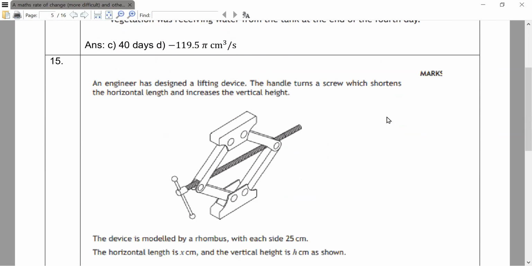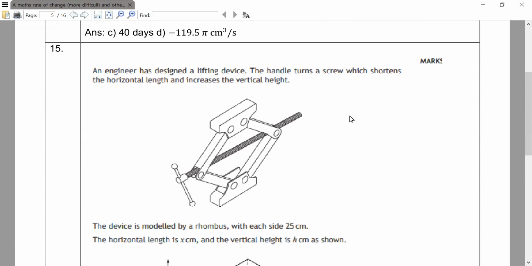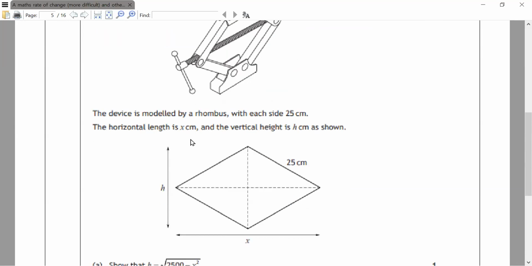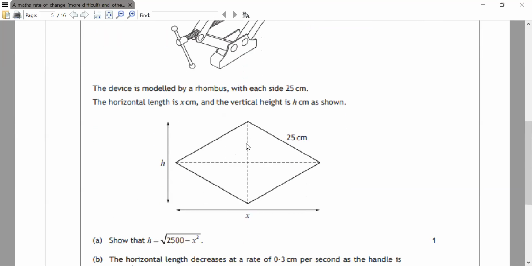Yeah, cannot. Nope. Then 15, sometimes you have engineers. Wow, engineer design a lifting device. They give you some funny diagram. Don't care lah. What diagram? Don't care. The main purpose, the main thing is the math behind it.